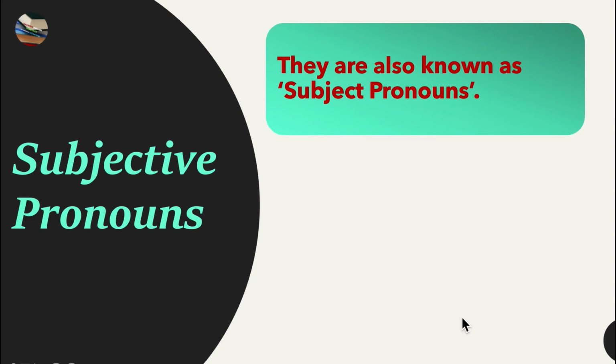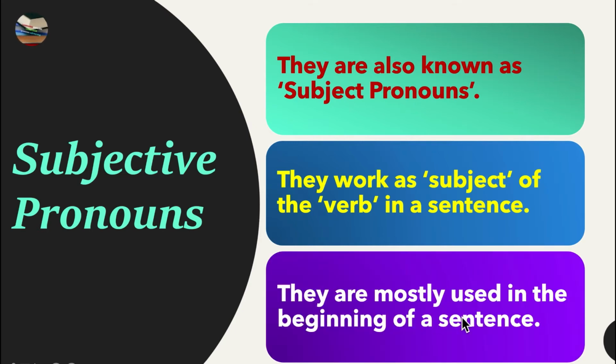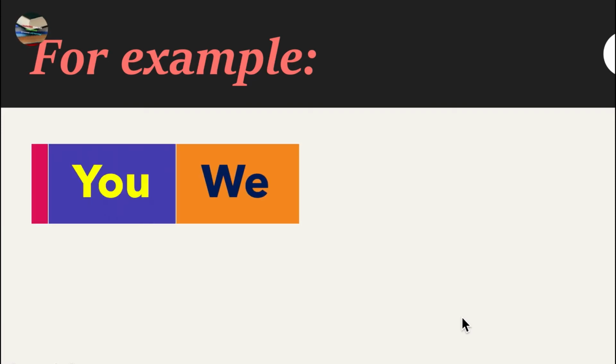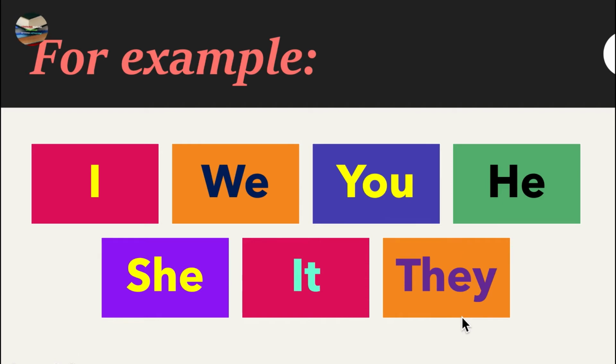Subjective pronouns are also known as subject pronouns. They work as the subject of the verb in a sentence. They are mostly used at the beginning of a sentence. For example, I, we, you, he, she, it, they are all subjective pronouns.